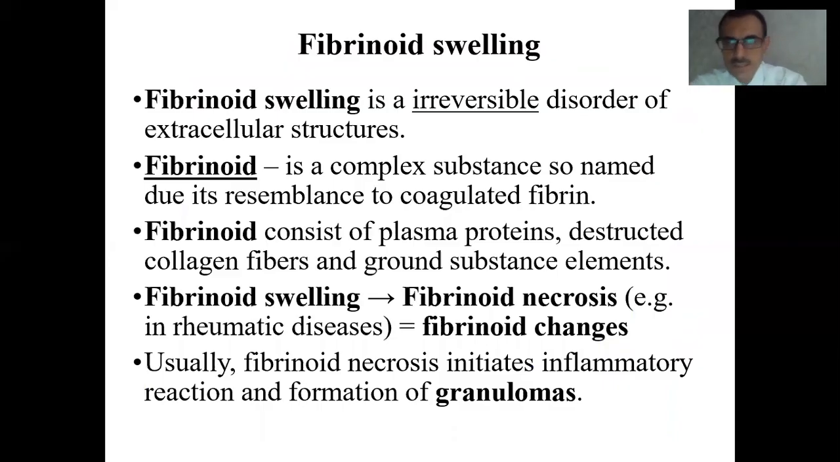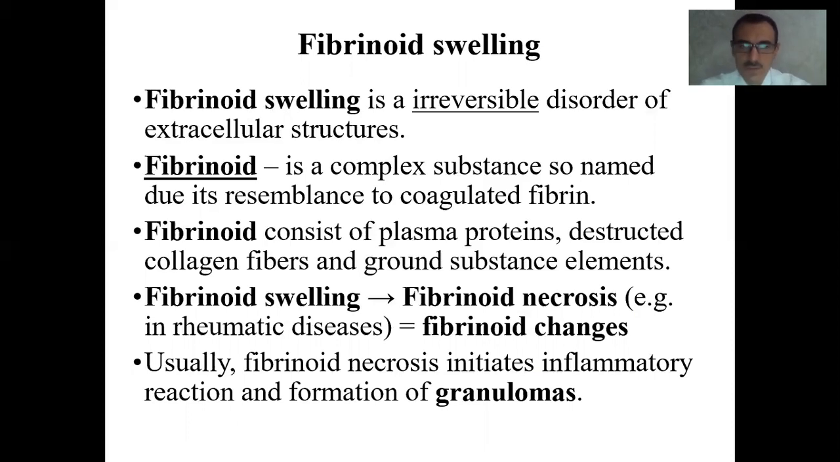The second stage of the extracellular pernicious degenerations is fibrinoid swelling. It is a reversible disorder of extracellular structures. Fibrinoid is a complex substance, so named due to its resemblance to coagulated fibrin. Fibrinoid consists of plasma proteins, the extracted collagen fibers, and ground substance elements.